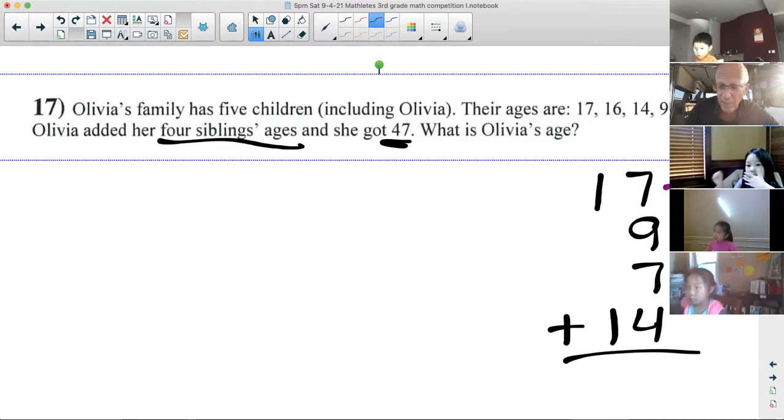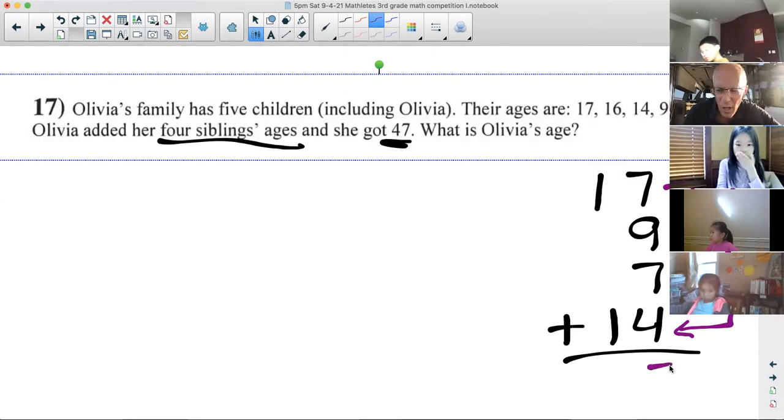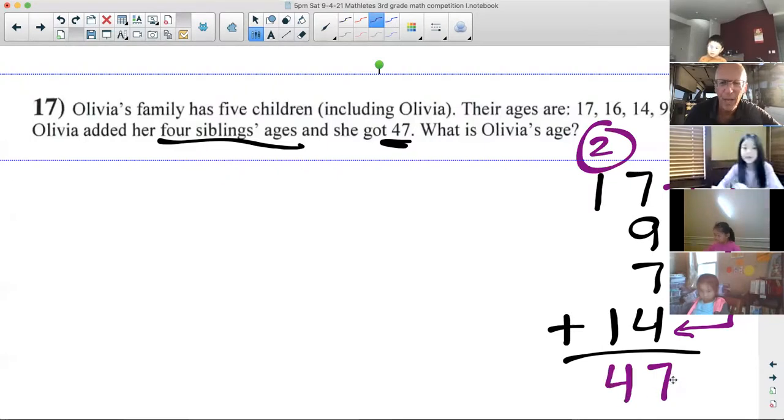Well, we know that 7 plus 9 is 16. And we know that 16 plus 4 is what? 20. That's right. And that's 20. And 20 plus 7 is what? 27. And guys, look how beautiful that is.